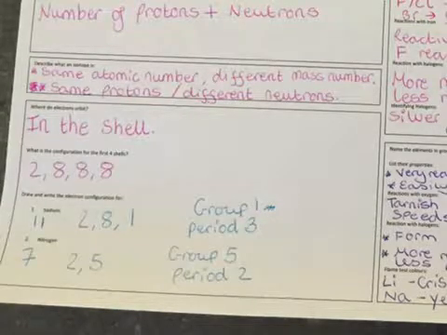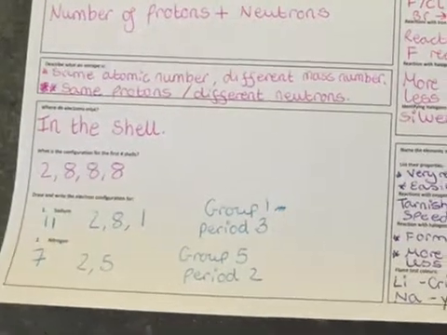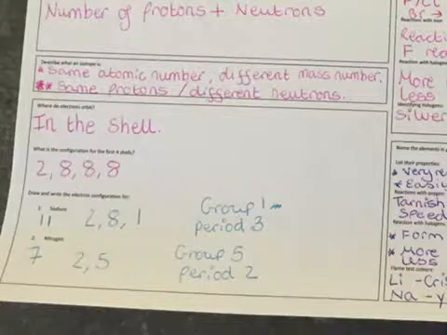Next thing then, where do electrons orbit? In the shells. So electrons orbit around the nucleus in the shells. What is the configuration of the first 4 shells? That's all you need to know up to. So only 2 electrons can fit in the first shell, 8 in the next one, 8 and then 8.